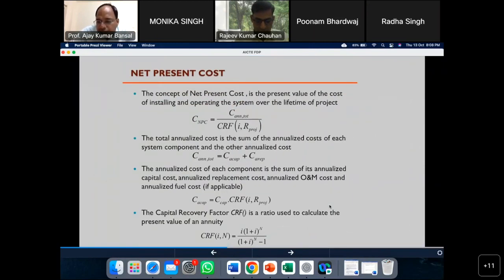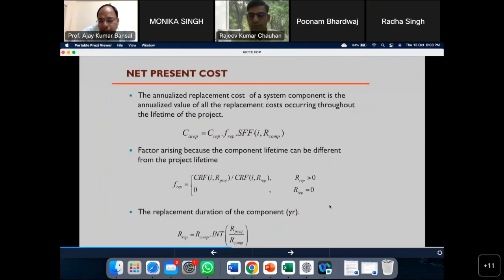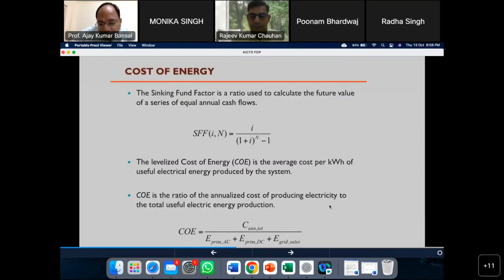So when we are talking about a hybrid energy system design, these are the mathematical formulas which we will be used. We first require to calculate the net present cost of the system. Then we have to calculate cost of the energy which will be generated. So it will be the total energy generated by the system divided by the total annual cost of the system.